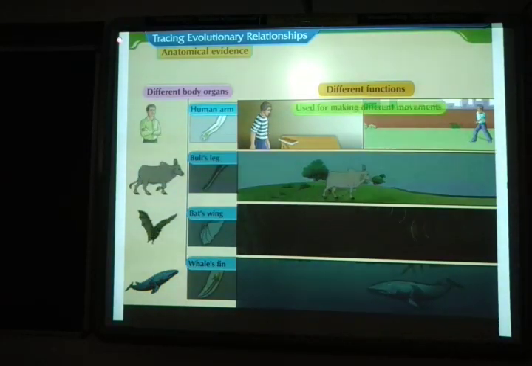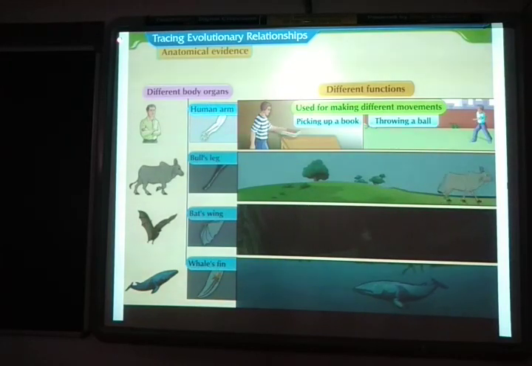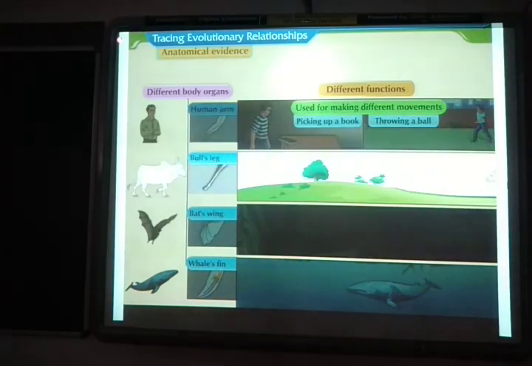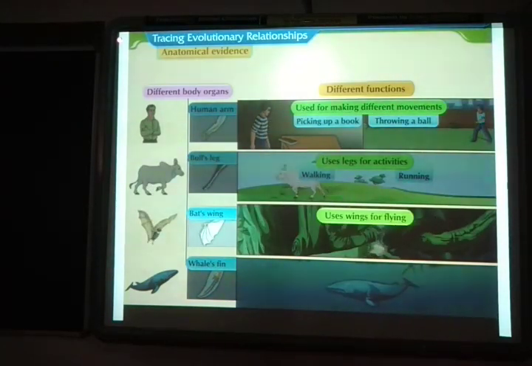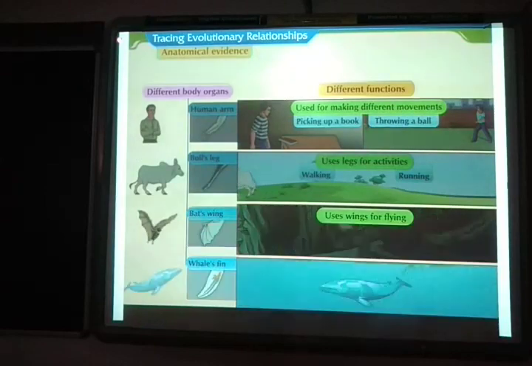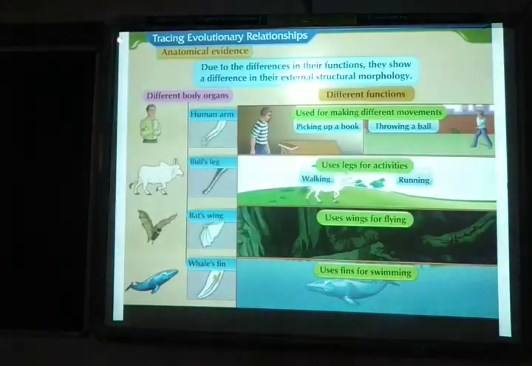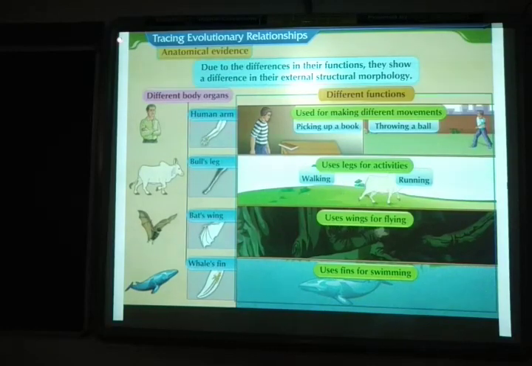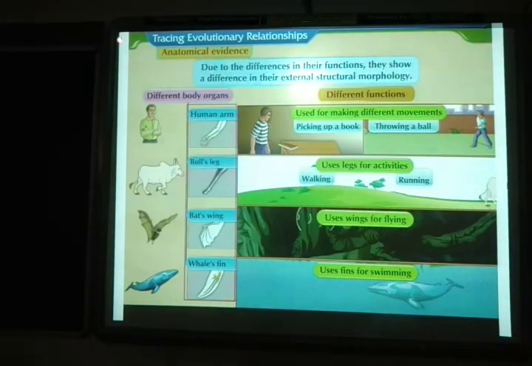The human arm is used for making different movements such as picking up a book, throwing a ball, etc. A bull uses its leg for activities such as walking, running, etc. A bat uses its wings for flying, while a whale uses its fin for swimming. Due to the differences in their functions, they show a difference in their external structural morphology.